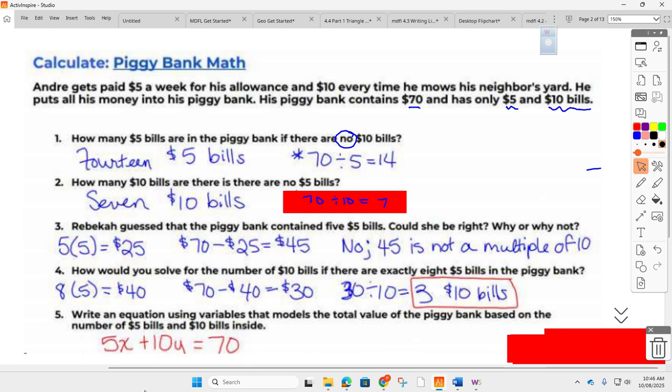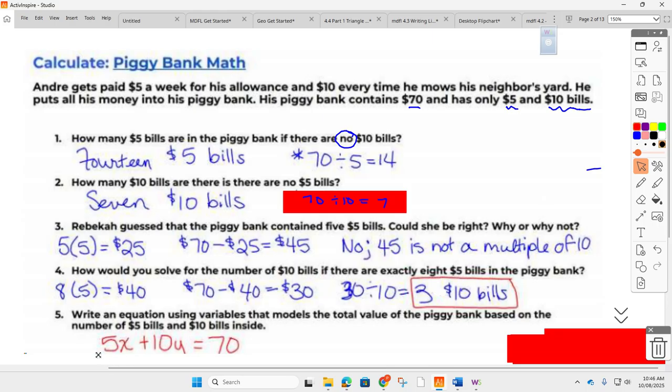So what does the 5x represent in this equation? Not the number of bills, right? 5 times x represents what? X represents the number of $5 bills, right? What did you say, Divya? Not the variable. The amount the $5 bills are worth in the piggy bank, right?